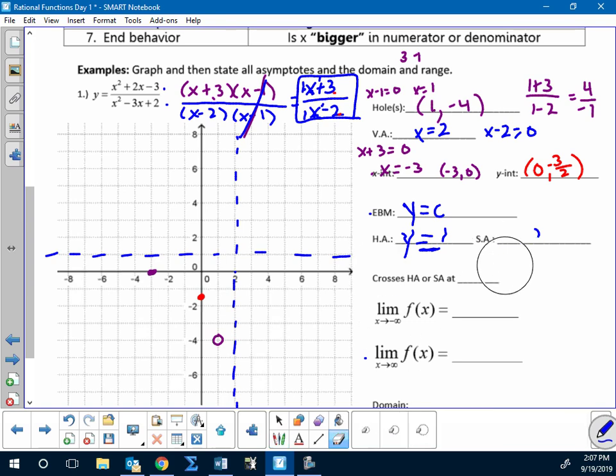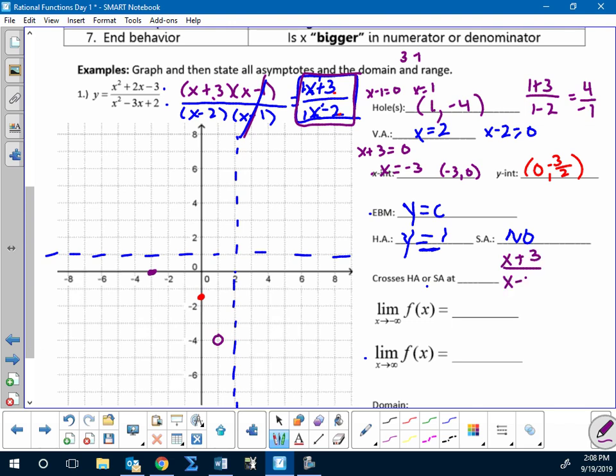This is what I was talking about before when it said crosses. To find if it crosses, if you want to guess no, 95% of the time you will be correct. But if you really want to know if it crosses, you need to take your function, which my new function that I'm working with is this one. So I need to take x plus 3 over x minus 2, and set it equal to my horizontal asymptote, which is just a 1. I'm going to put it over 1 so I can cross multiply.